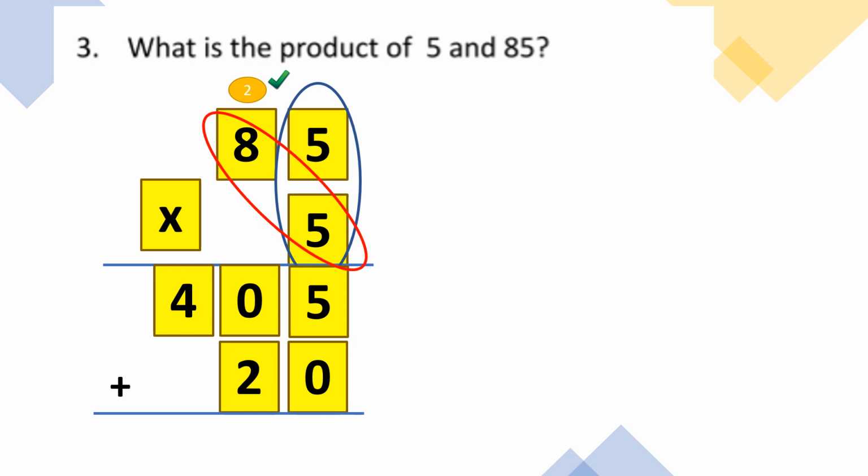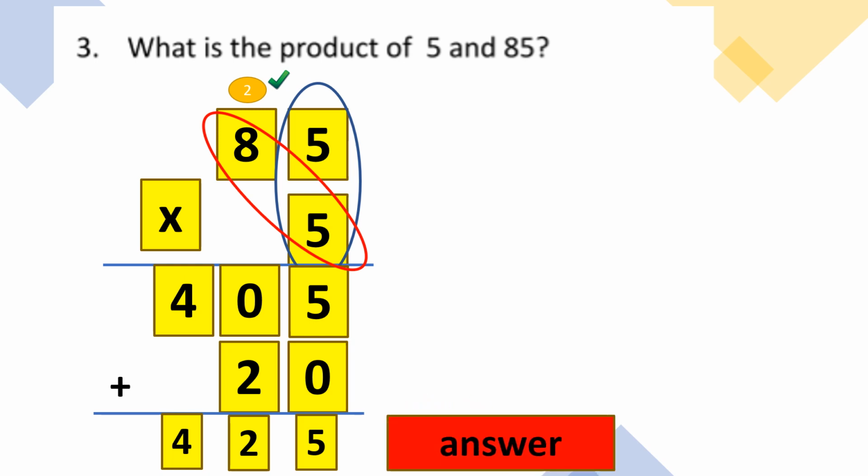Let's start adding in our ones place. 5 plus 0 is 5. And 0 plus 2 is 2. And 4 plus 0 is 4. So that means that the product of 5 and 85 is 420.